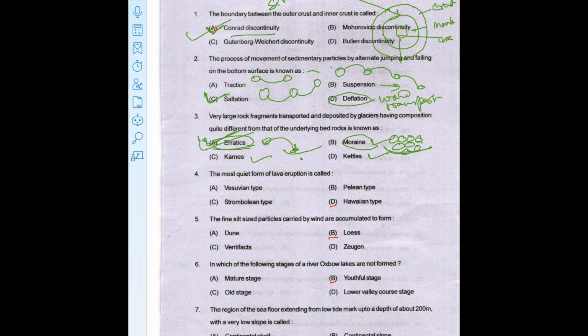Now let us come to the next question. The most quiet form of lava eruption is called, it will be Hawaiian type, because we have different types of lava eruption, and this is the most mild type, and according to their mode of eruption and their violence, these other types are involved. Now let us come to question number 5.